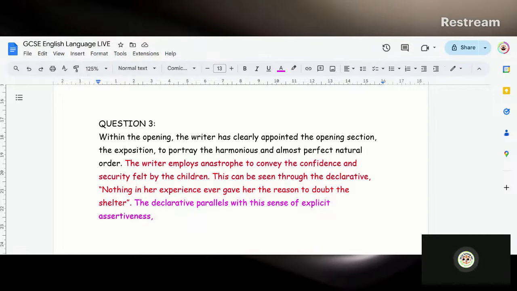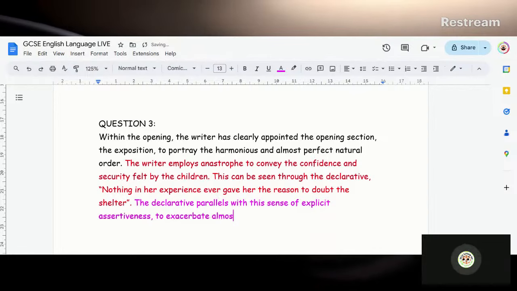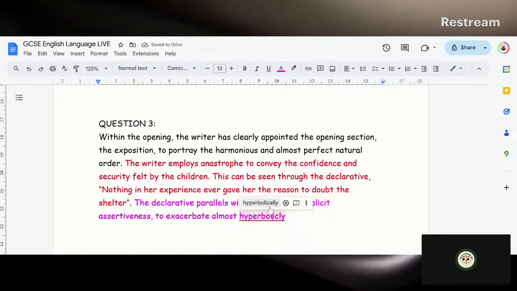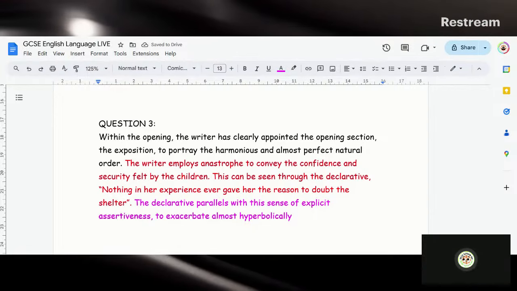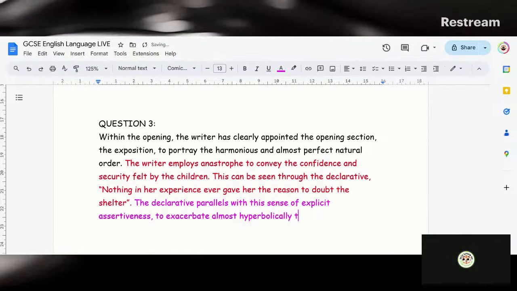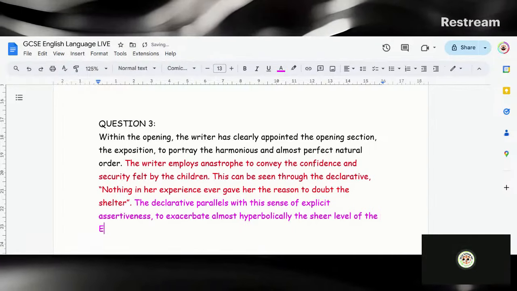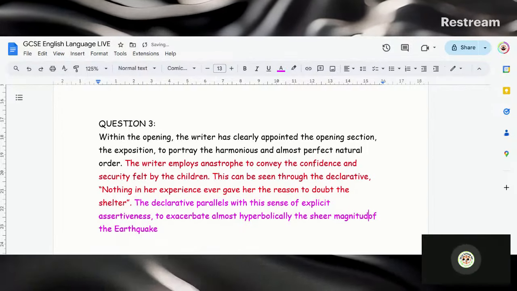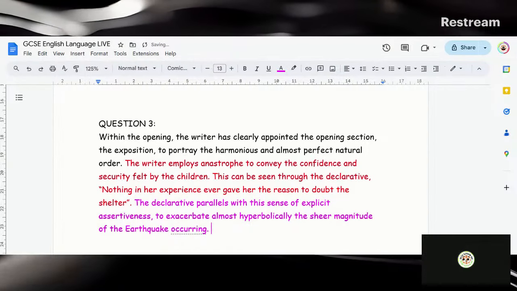So the declarative parallels with the sense of explicit assertiveness to exacerbate almost hyperbolically, still spelt it wrong, which means just exaggeratively. So to highlight, to suggest almost exaggeratively the sheer level of the earthquake, or the sheer magnitude of the earthquake occurring. Okay.